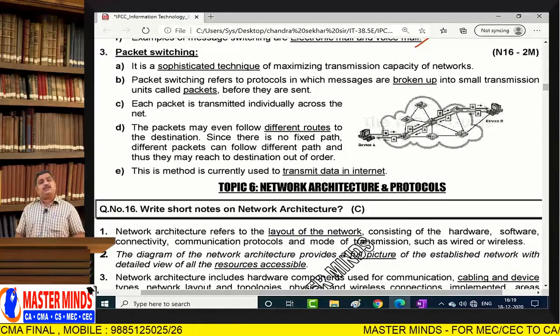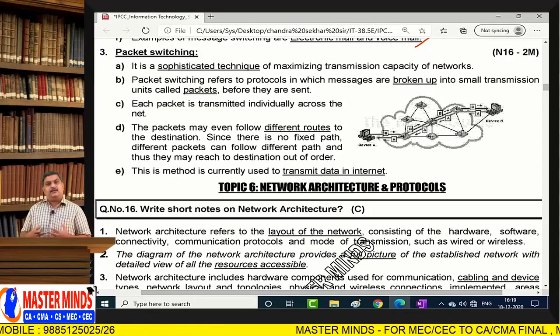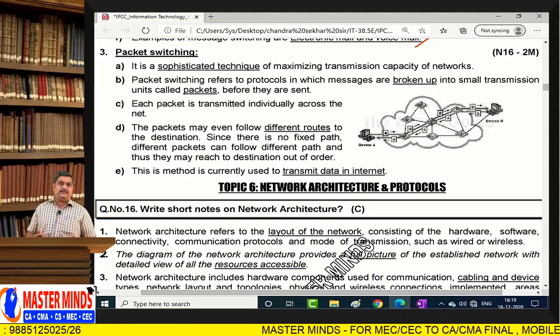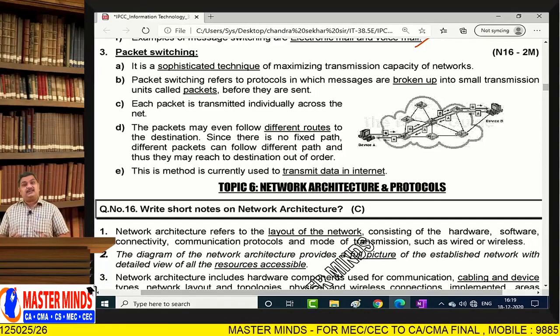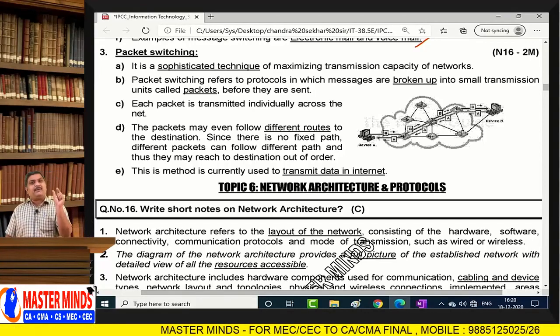See, packet switching means all our internet connections operate using a technique called packet switching. We generally call it GPRS, General Packet Radio Service. So, what is a packet? Packet means a data packet.